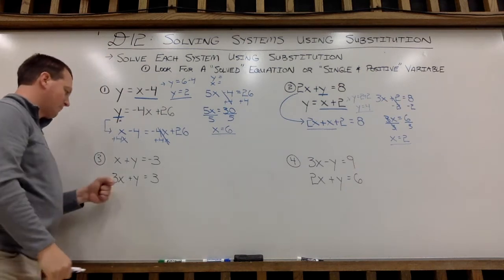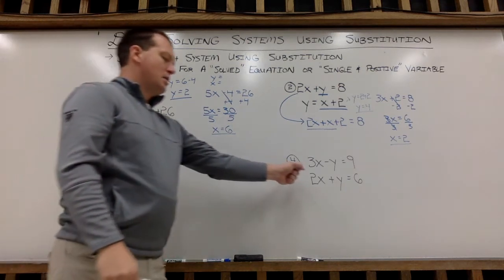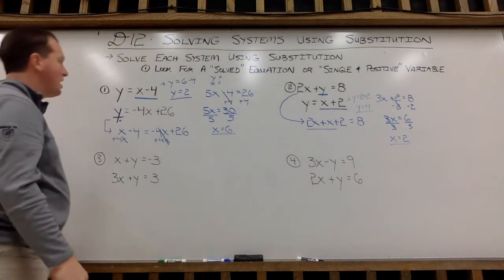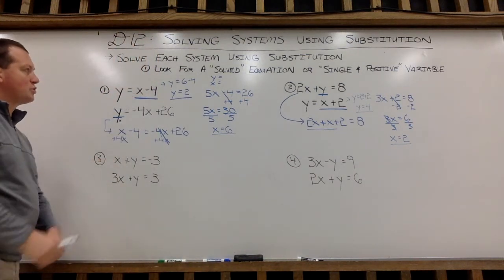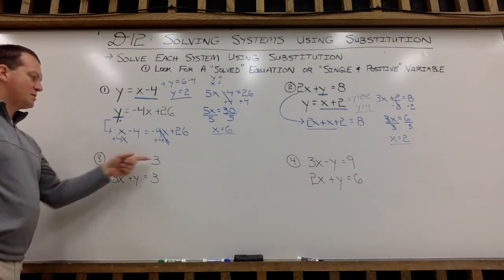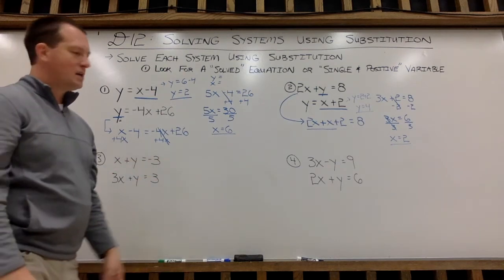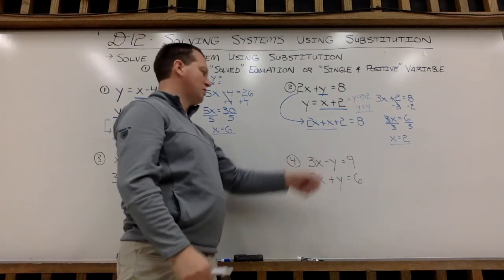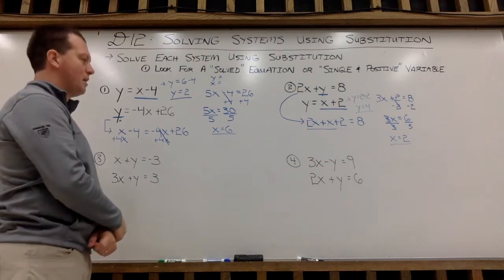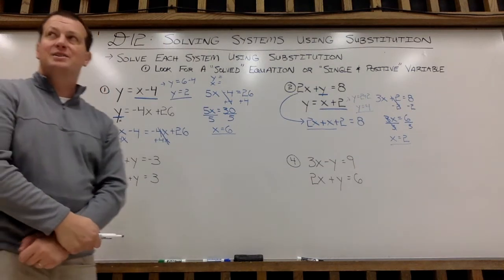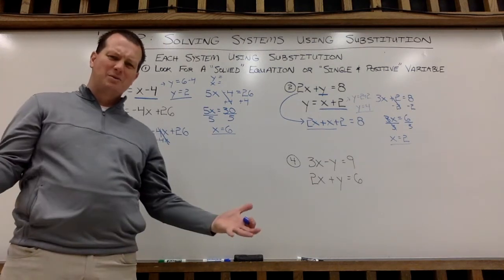All right, examples 3 and 4. Notice here we do not have any solved equations. None of them say x equals nor y equals. I've got multiple variables on one side. So we need to make a solved equation. Well, how do I do that?